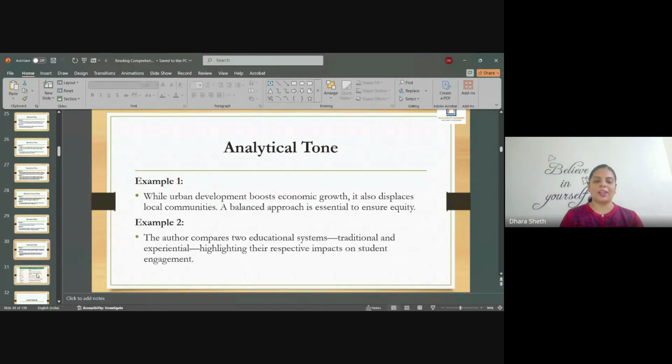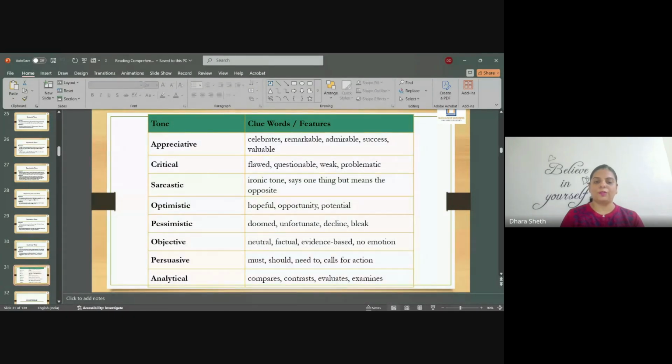Okay, so a quick summary of all the tones. Please take a moment to read it. You can also take a screenshot. And these are the words usually which would signify the tones that we have discussed so far. I'll give you 2 minutes to read it.